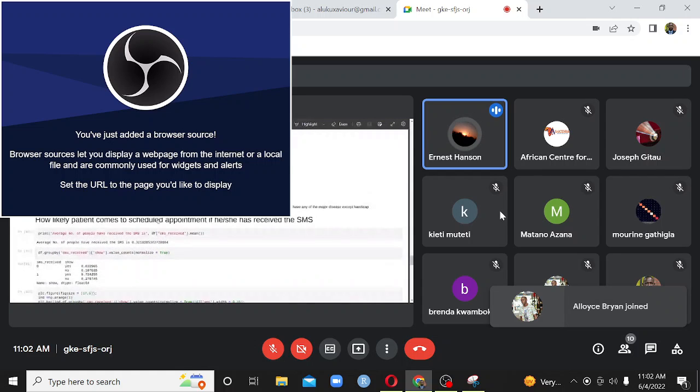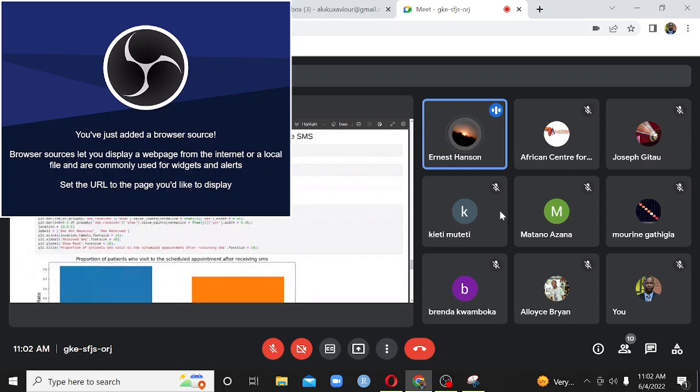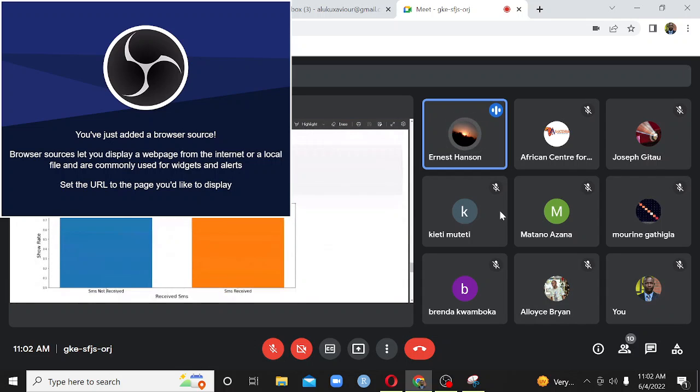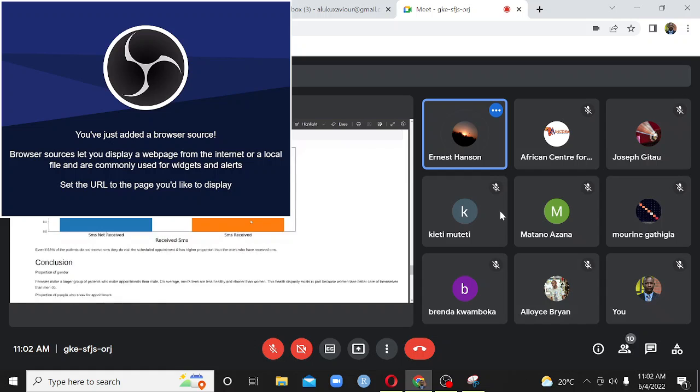So I went ahead to check if the patients who had received an SMS are likely to attend the appointment or not. And then we can see here from the bar chart those who did not receive SMS and those who received SMS, this is the people who attended for the appointment. We can see that 68% of the patients who did not receive SMS, this figure here, that they already attended the appointment even though they did not receive the SMS.